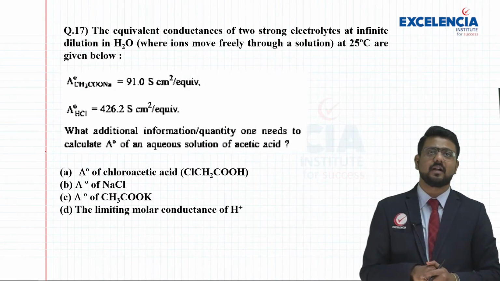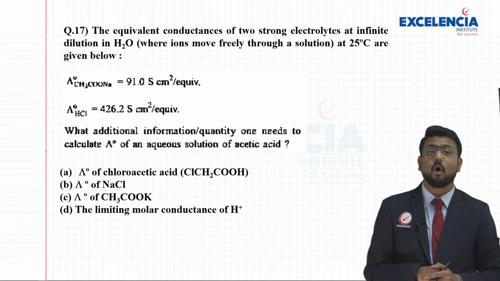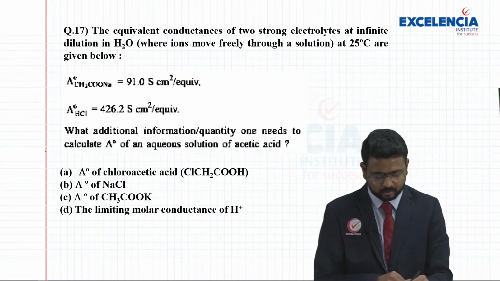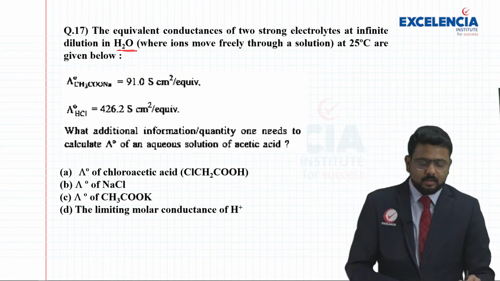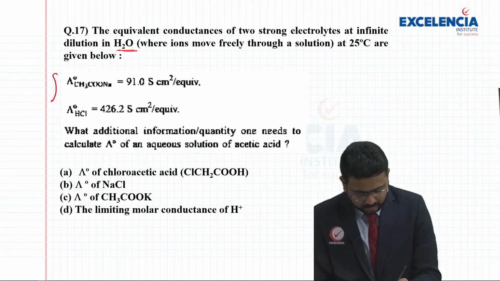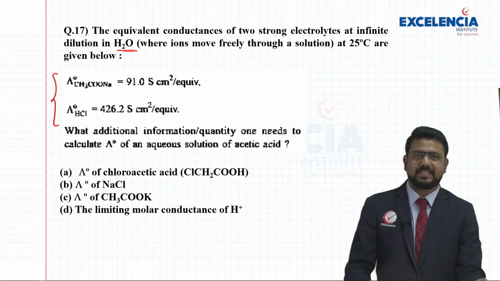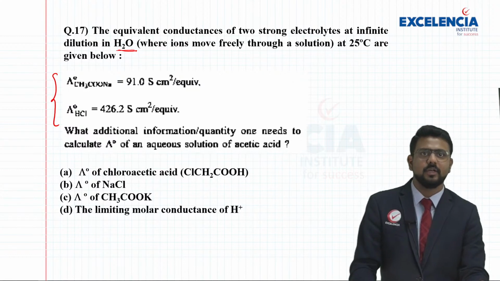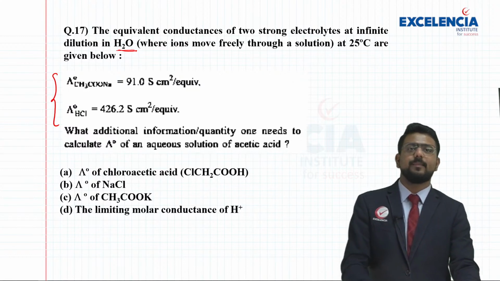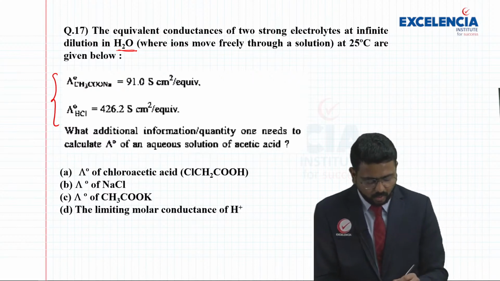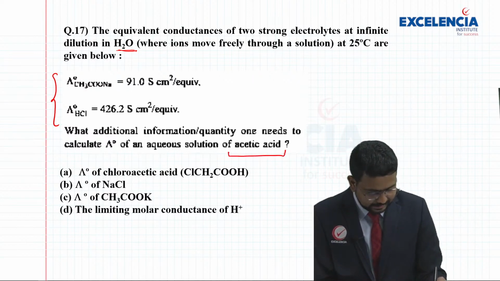The equivalent conductances of two strong electrolytes at infinite dilution in water at 25 degrees Celsius are given below. So here you have been given two strong electrolytes. One is sodium acetate, another one is HCl. The question is, what additional information is required to calculate the value for acetic acid?